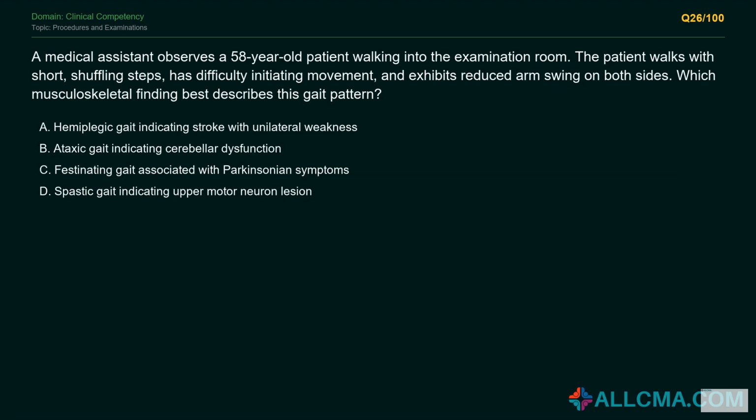Question 26. A medical assistant observes a 58-year-old patient walking into the examination room. The patient walks with short, shuffling steps, has difficulty initiating movement, and exhibits reduced arm swing on both sides. Which musculoskeletal finding best describes this gait pattern? Option A, hemiplegic gait indicating stroke with unilateral weakness. Option B, ataxic gait indicating cerebellar dysfunction. Option C, festinating gait associated with Parkinsonian symptoms. Option D, spastic gait indicating upper motor neuron lesion.